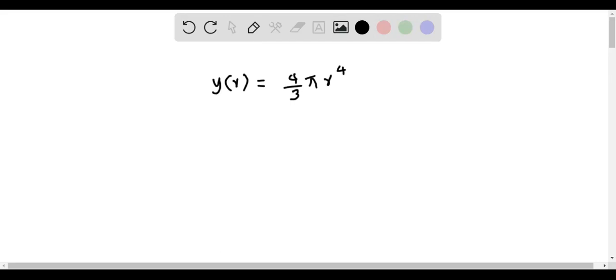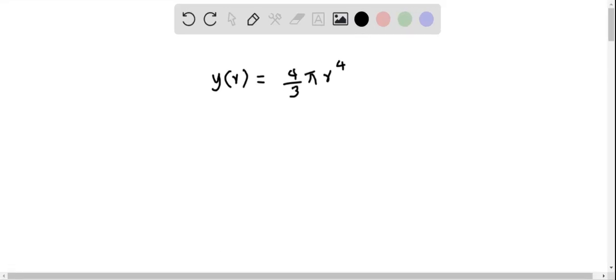We now find the second and third derivative of this function y of r. This is given as 4/3 π r⁴. So first we have to find its first derivative. So I find the first derivative and this is written as y′(r), and this equals, on the right side, we have 4/3 π r⁴.